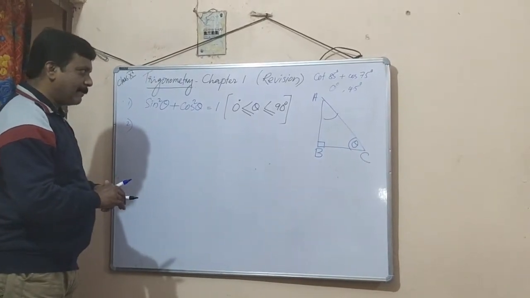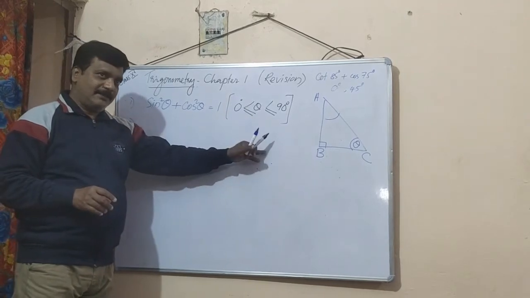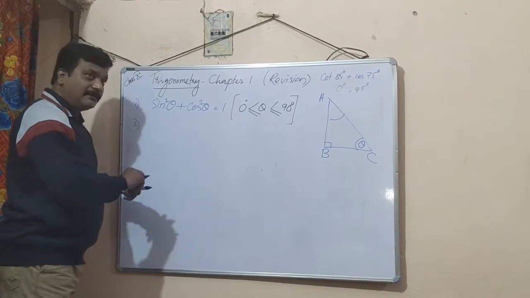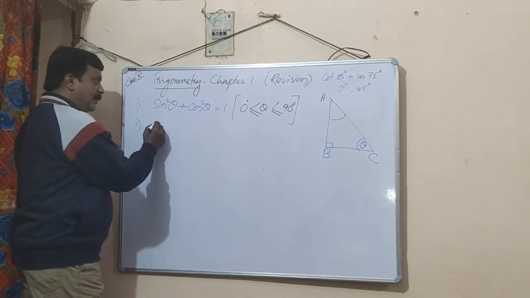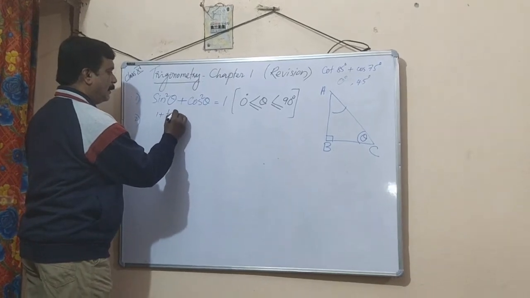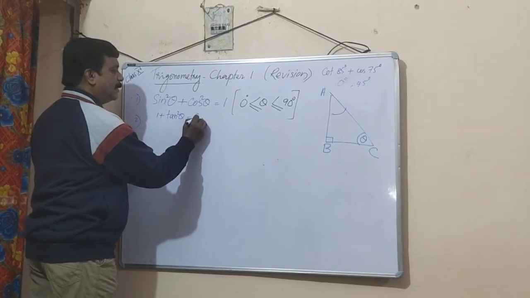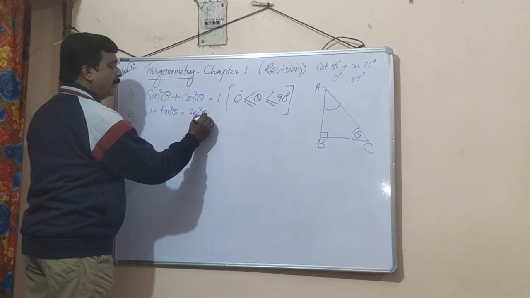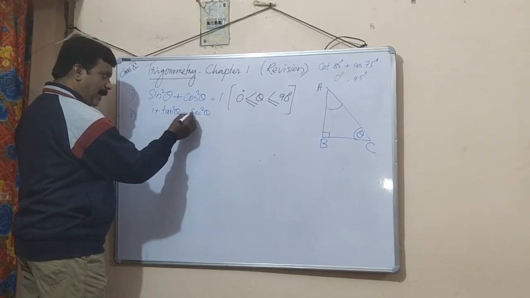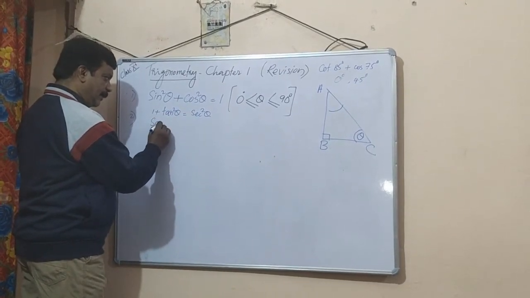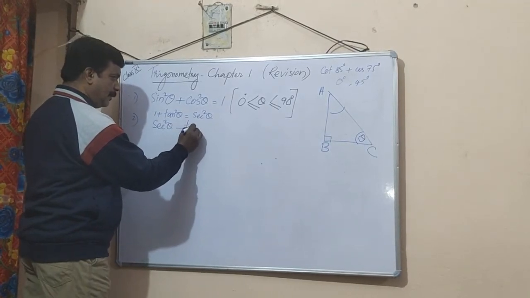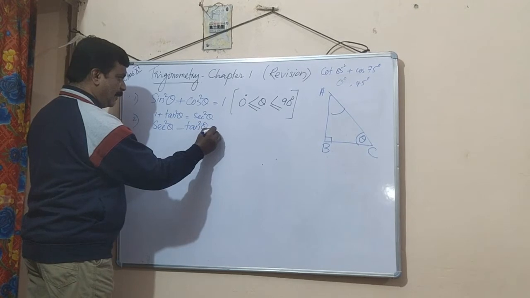Second identity, the condition is different. Third identity also condition is different. Let us see the second identity is this one: 1 plus tan squared theta, that is sec squared theta. Rearranging, you can rearrange. If you rearrange, it will be sec squared theta minus tan squared theta, that is 1.